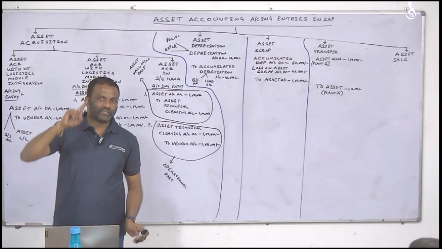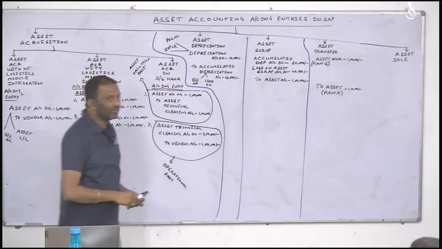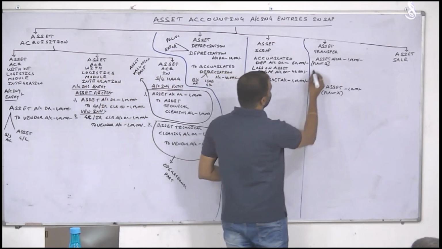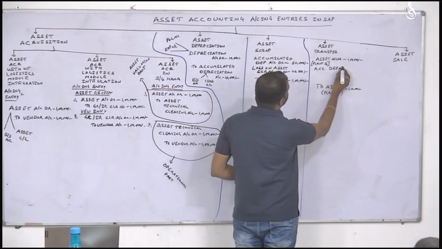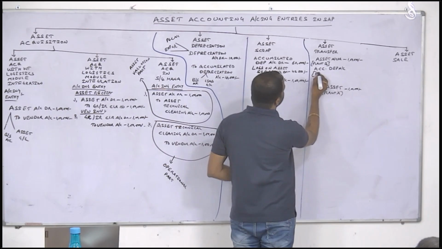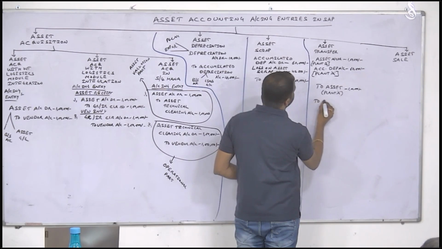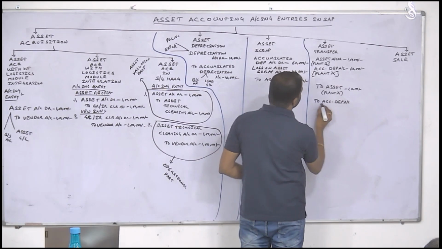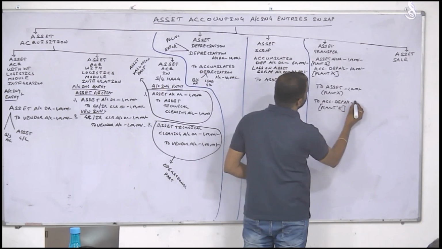Hope you got it. But has plant A calculated depreciation until now? How much depreciation have they calculated? 60,000. So it should be accumulated depreciation account. For which plant? Plant A. How much? 60,000. Now here, accumulated depreciation account. Which plant? Plant B. How much amount?